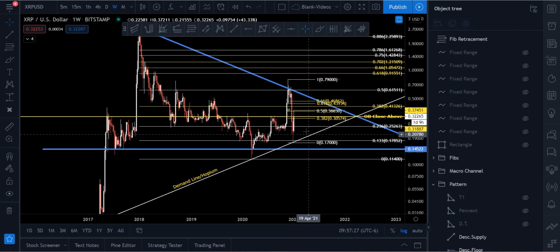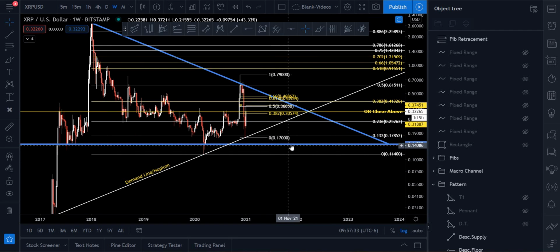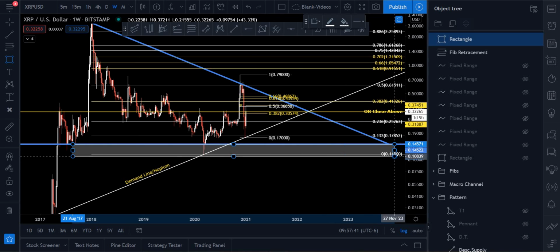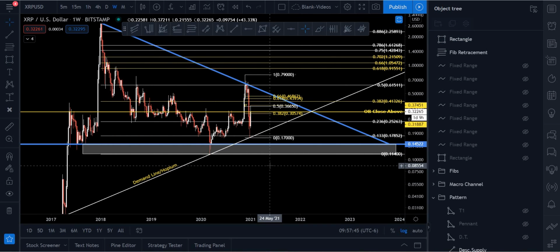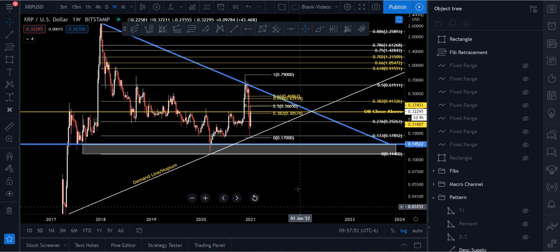I do think breaking this demand line and re-losing any of this structure would be more or less macro bad. You could take the chance of buying into this 14 to 11 cent demand area that XRP has had for years now. But I do want to exercise caution at that point, because if you revisit this area, while there will be a bounce, I'm not so convinced that this bounce won't just lead to a further sell-off into that 2 to 4 cent area.